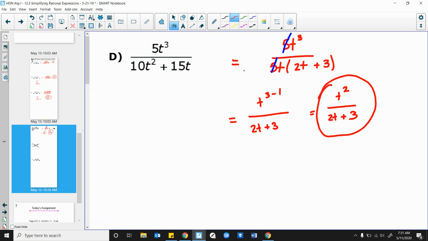There's a lot of different things that we've worked on throughout the year that go into that problem, including factoring out the GCF here, which was 5t, and then understanding that because they're fractions here, t to the third over t, I'm going to take 3 minus 1 to get t squared. And remember, it always goes on top as well. The part that I'm actually calculating goes up top.